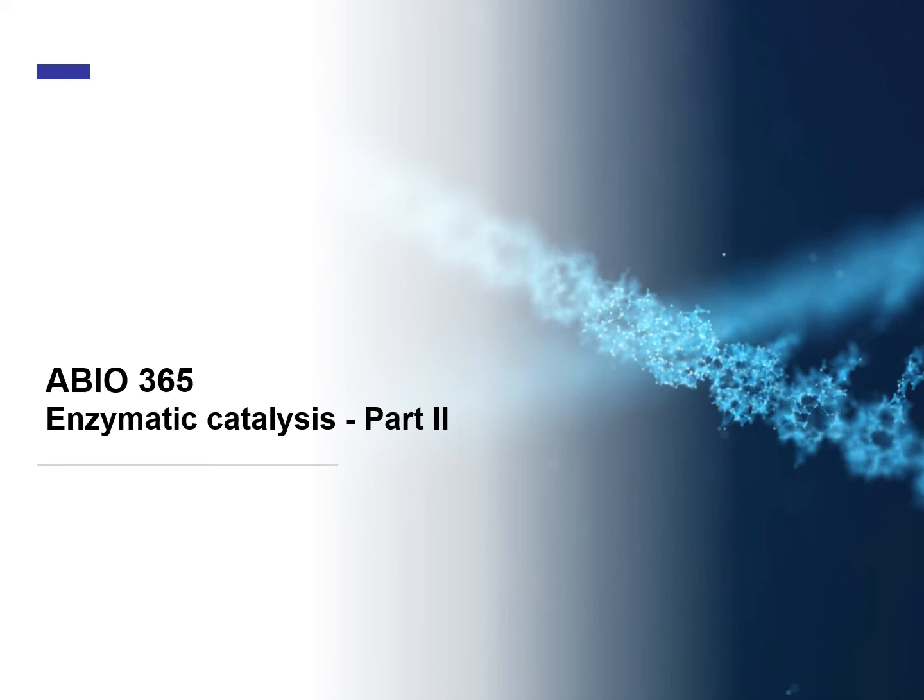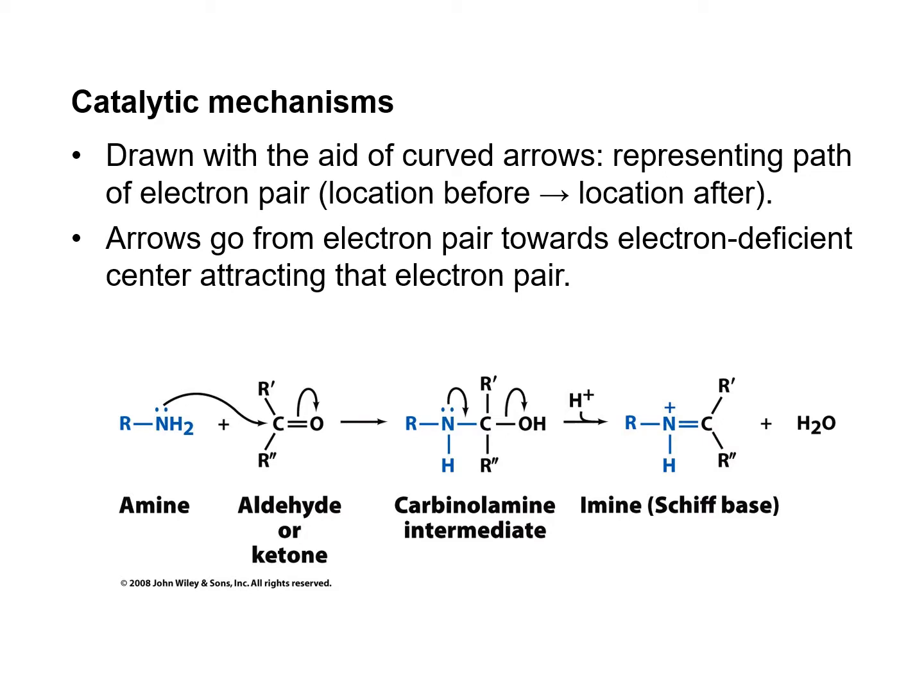This is the second part of the enzymatic catalysis, where we're going to focus on the mechanisms as well as types of catalyses. To show the catalytic mechanisms from the reactants to the products, all the molecules that are involved are laid out, connected by the straight arrows, which indicate each step of the reaction.